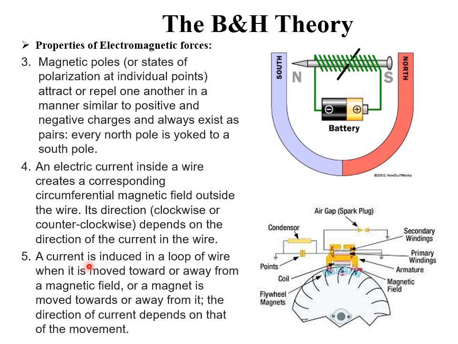A current is induced in a loop of wire when it is moved towards or away from a magnetic field, or a magnet is moved towards or away from it. The direction of current depends on that of the movement. So here we have showing a lawnmower, how a lawnmower works under this principle.